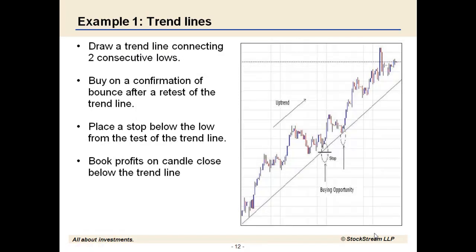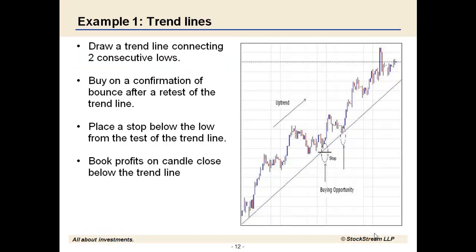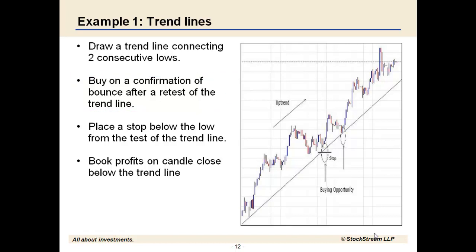Once the market bias is determined, draw a trend line by 2 consecutive higher lows. You should be looking to buy on confirmation of a bounce after a retest of the trend line. Confirmation can be established by using candlestick patterns or other technical indicators like RSI, stochastic, etc. Stops on the trade should be placed below the lows formed after a test of the trend line. You should be looking to exit the trade on a break below the trend line.